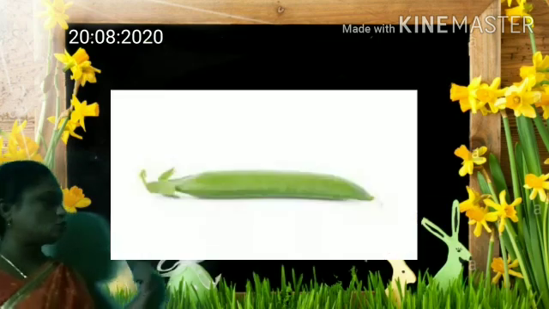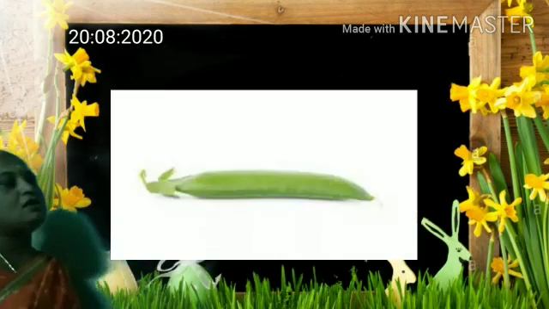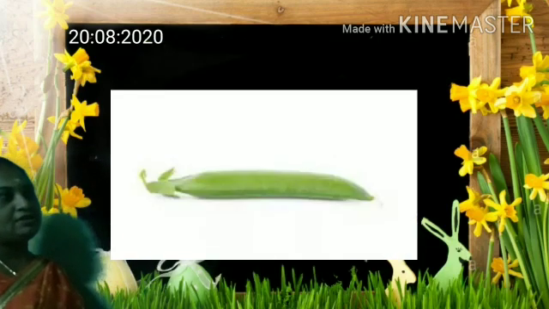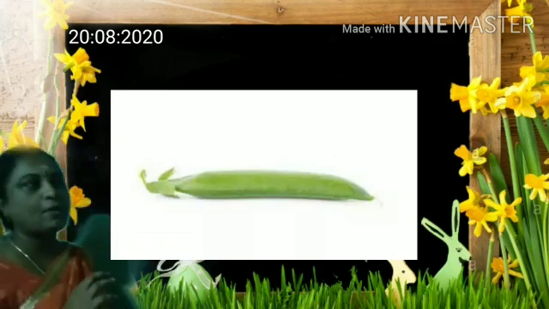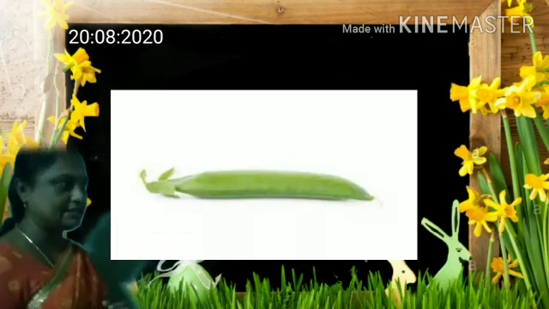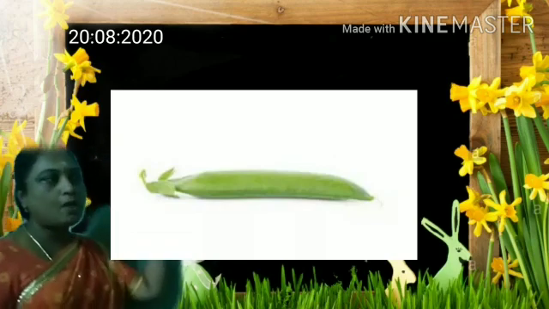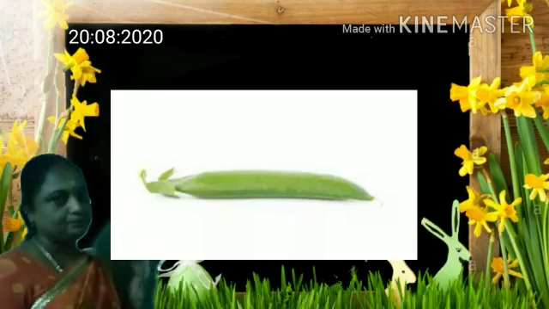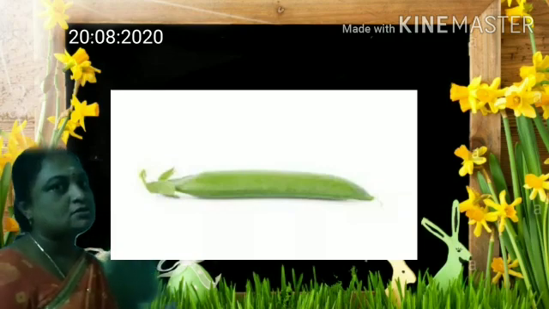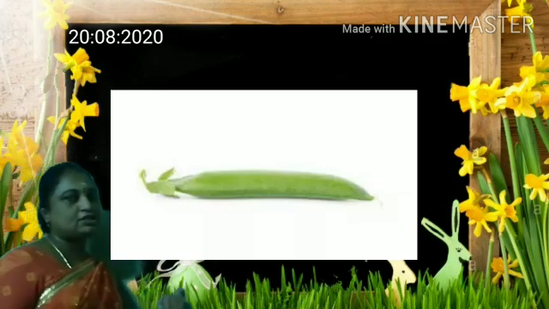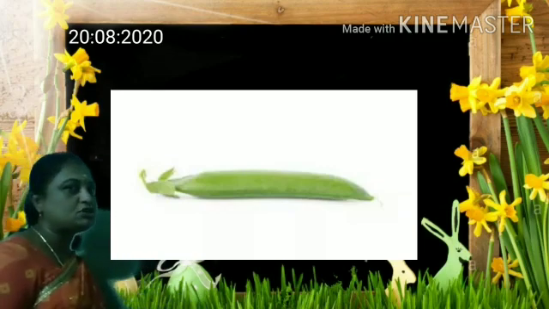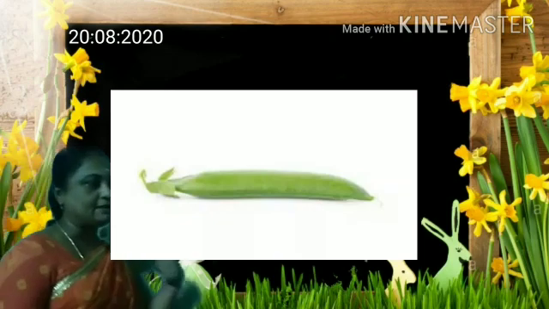Next one is pea. The fruit is not fleshy but forms a covering pouch for many seeds. In all the above fruits, the ovary transformed into the fruit and the ovule transformed into a seed. By this you can understand that the ovary changes into the fruit and the ovule changes into the seed.